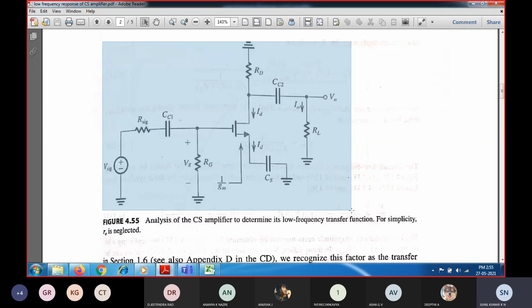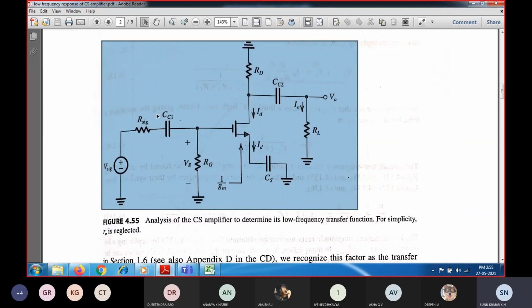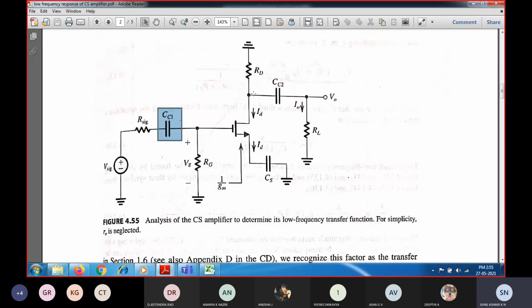So this is a common source amplifier circuit in which you are going to have the input side having a coupling capacitor CC1, and the output side having a coupling capacitor CC2, and a bypass capacitor across the source side, CS. So these are the external capacitors which have been added to the common source amplifier in the discrete circuit amplifier.